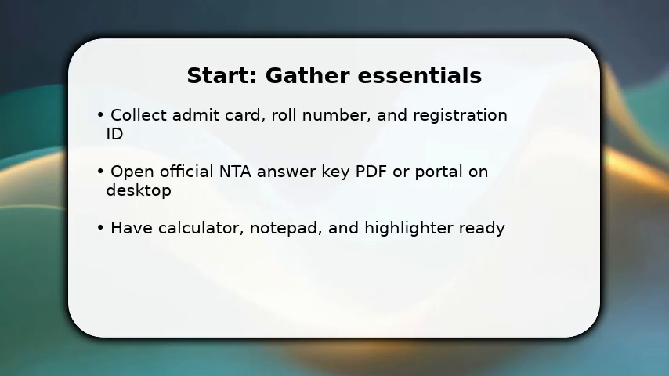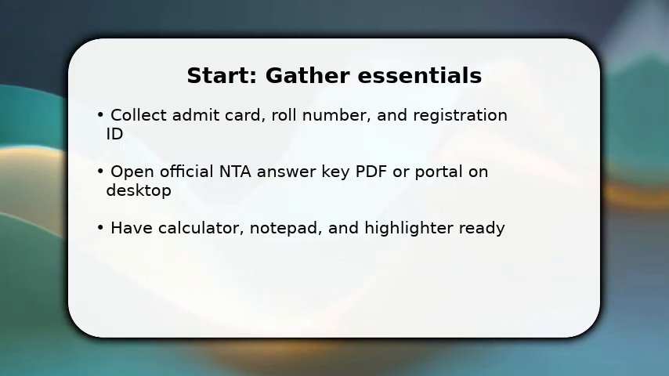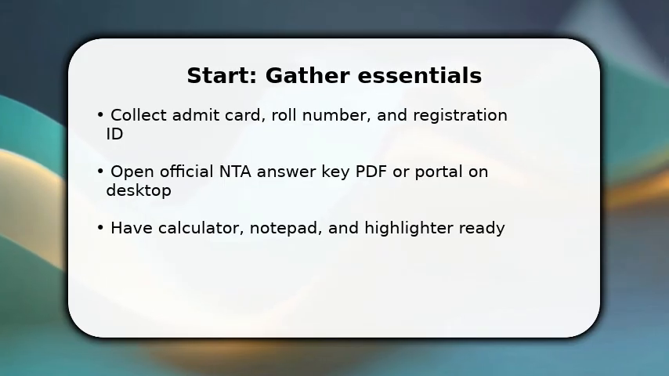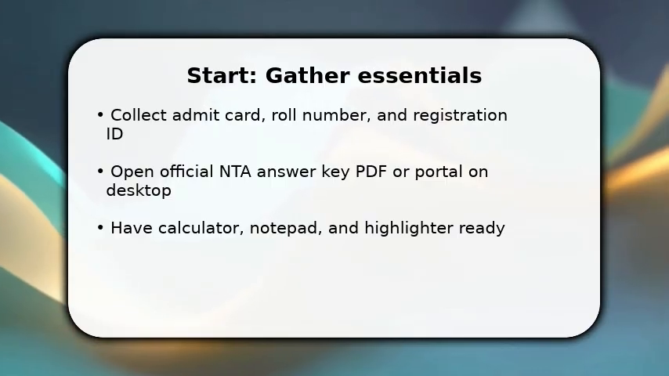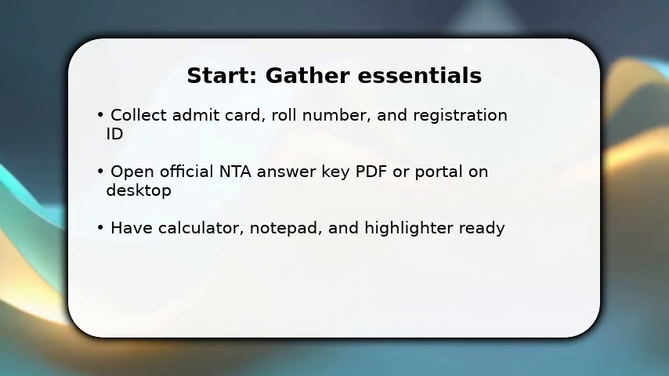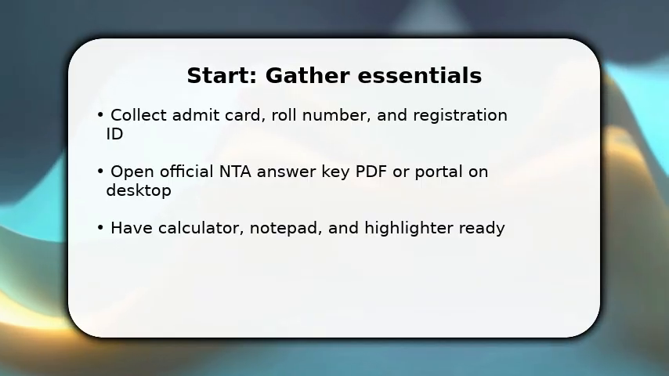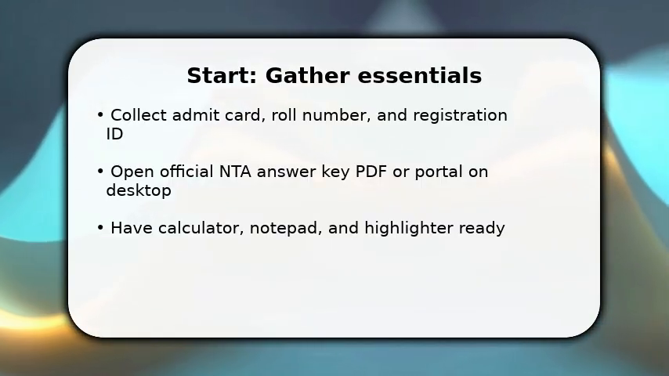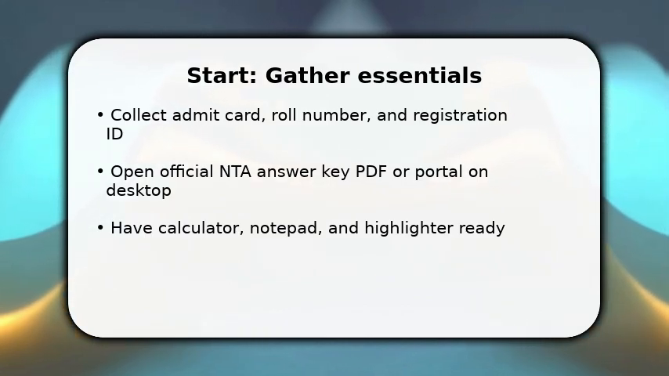You begin by securing the essentials: your admit card, roll number, and registration ID. Once done, open the official NTA Answer Key portal or the PDF on a reliable desktop browser. Mobile can misalign pages. Make sure to note the paper code and session printed on your admit card so you match keys correctly. Then, download the answer key and the question paper if available, and save both to a local folder. This immediate alignment prevents mismatches later when you start marking answers.